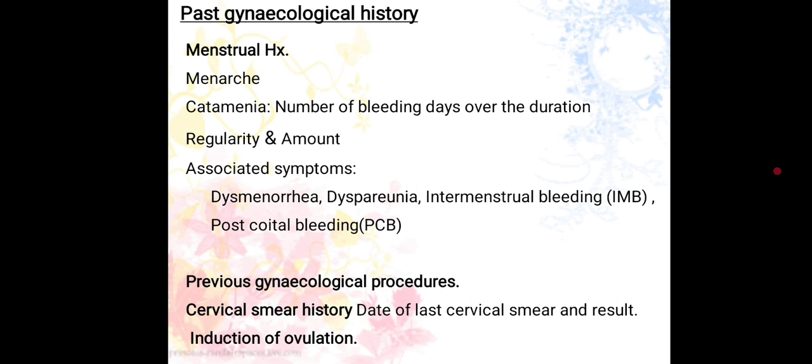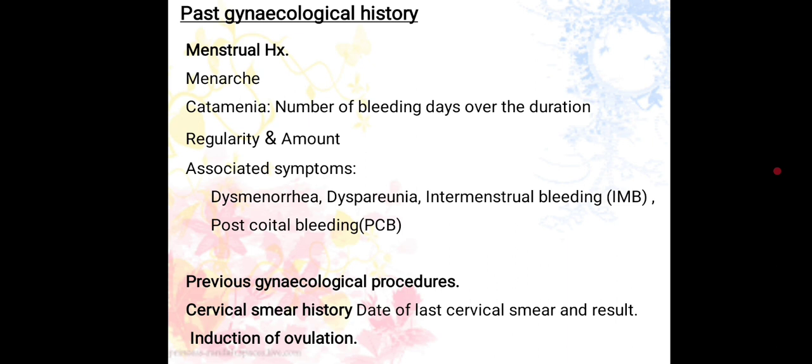Associated symptoms. Dysmenorrhea is a painful menstrual cycle. Dyspareunia is painful sexual intercourse. Intermenstrual bleeding is irregular vaginal bleeding in between expected menstrual cycles. Postcoital bleeding is any vaginal bleeding after sexual intercourse. Ask about previous gynecological procedures, for example D&C, dilatation and curettage, ovarian cystectomy, myomectomy, endometrial biopsy or cervical biopsy.